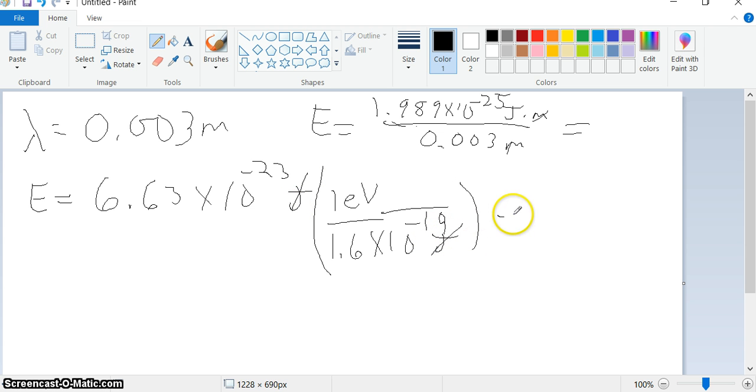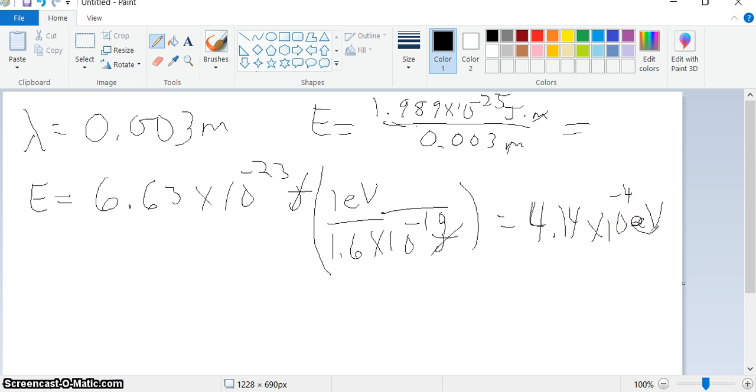And our answer comes out to be, in electron volts, what do we get? Oh, it's really small. It's very, very small, right? Because this is something like in the microwave to radio region. So it turns out to be 4.14 times 10 to the minus 4th electron volts.